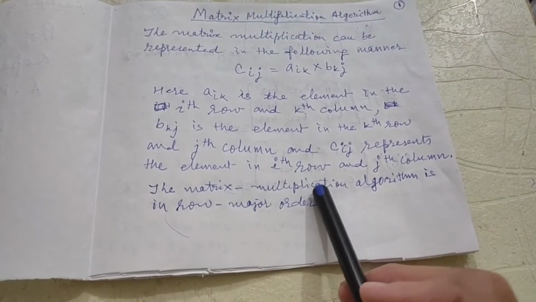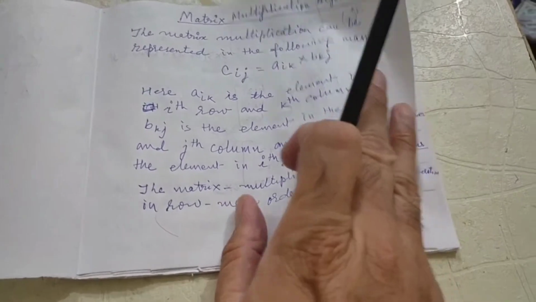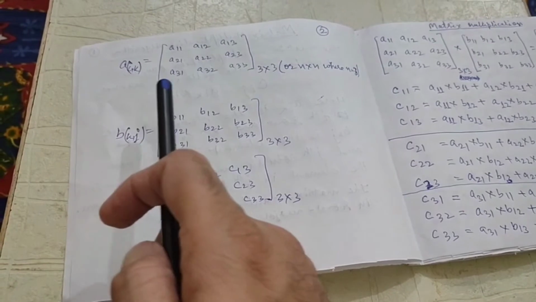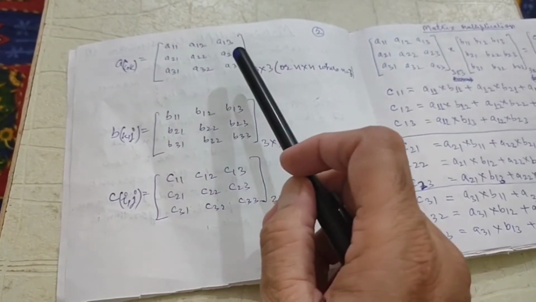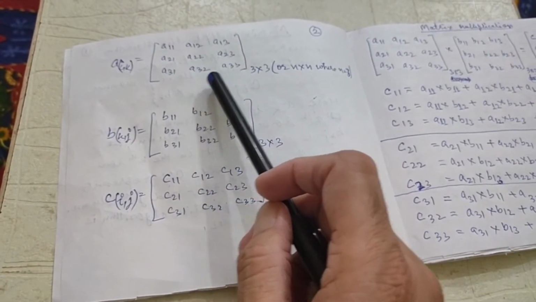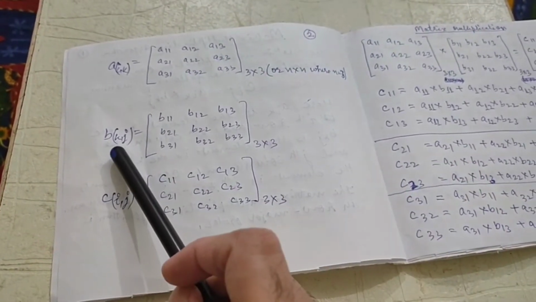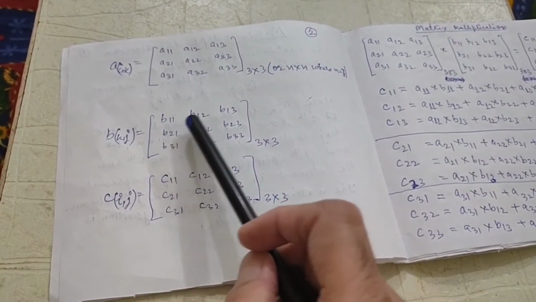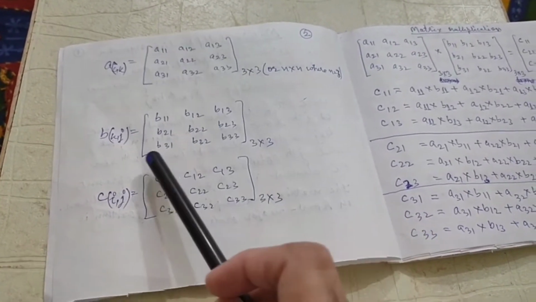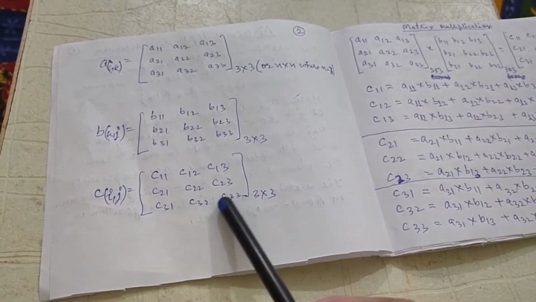The matrix multiplication algorithm is the row measure order. Aik is A11, A12, A13, A21, A22, A23, A31, A32, A33. This is a 3 cross 3 matrix. Bkj is B11, B12, B13, B21, B22, B23, and so on. In the same way, Cij is this.